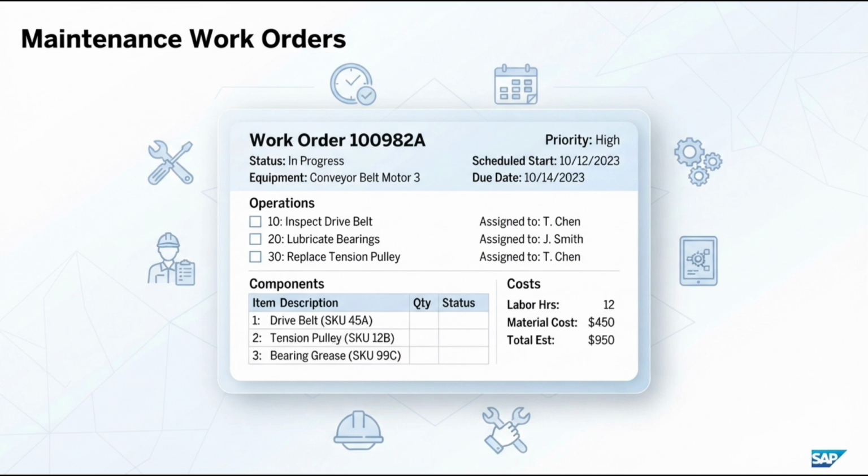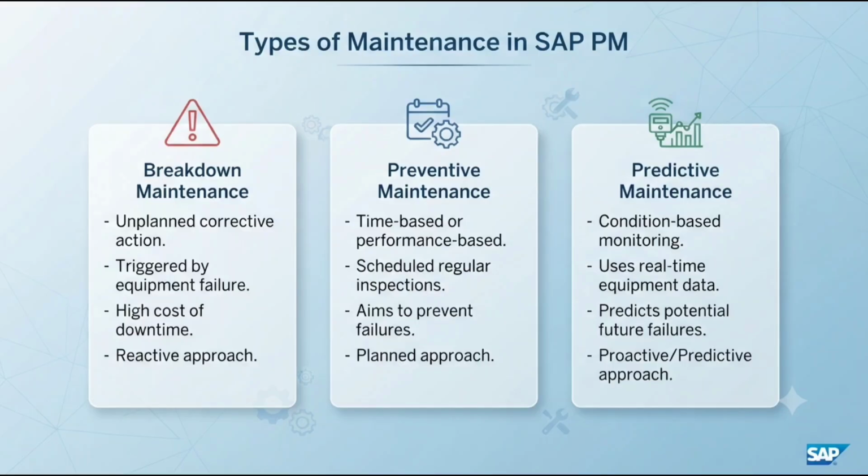In SAP plant maintenance, we generally work with three main types of maintenance strategies. The first is breakdown or corrective maintenance, which is performed after a failure has already occurred. It is reactive and often more expensive because production may already be affected. The second type is preventive maintenance, which is planned in advance based on time or performance intervals. The goal is to service the equipment before it fails.